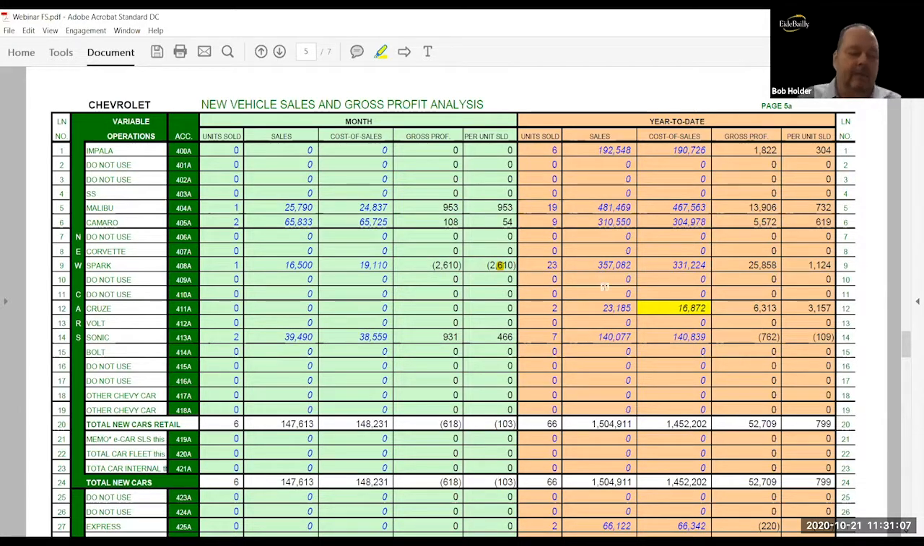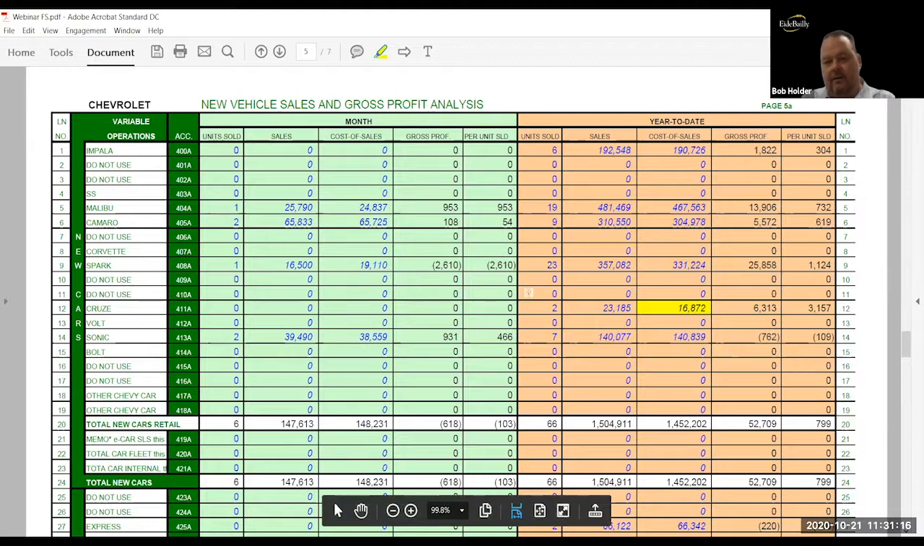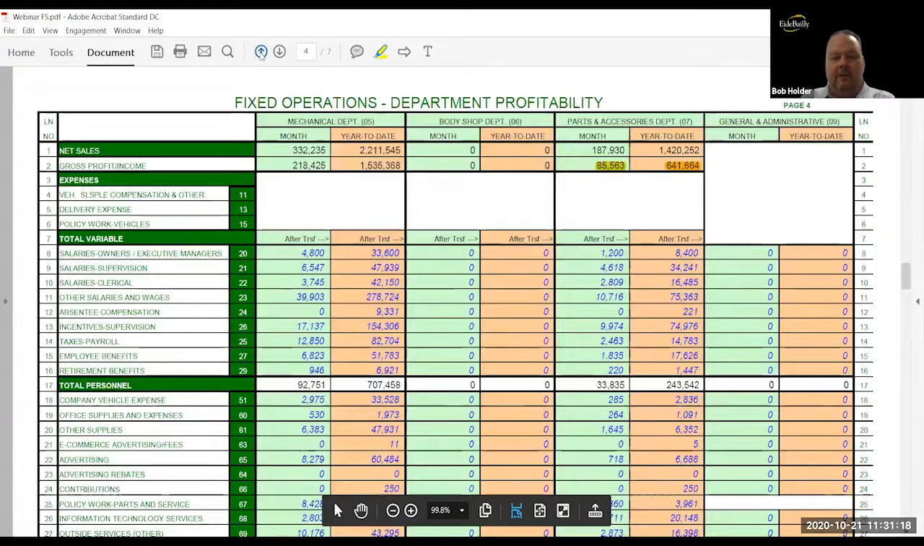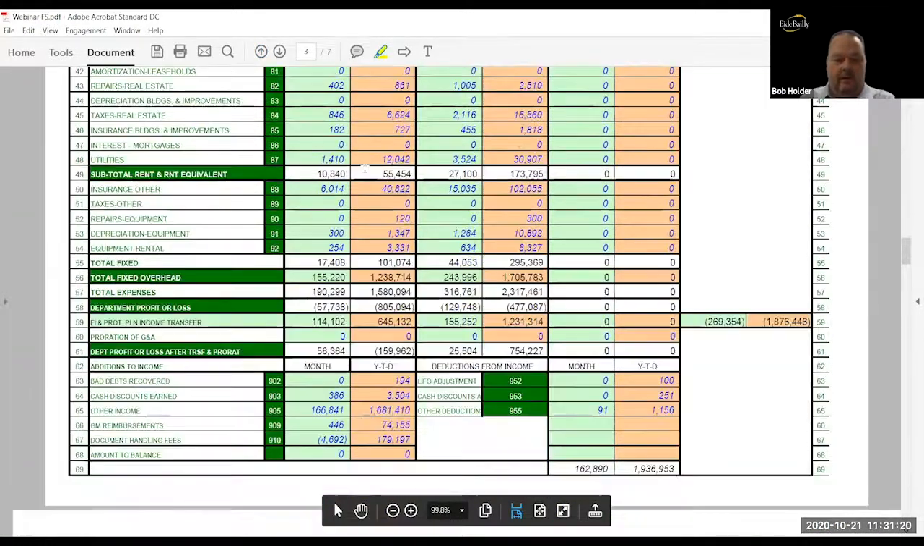I don't know why, but anyway, it begs the question, where's the factory money being recorded? And if it's not being recorded here in gross, then it's probably being recorded down here in other income.